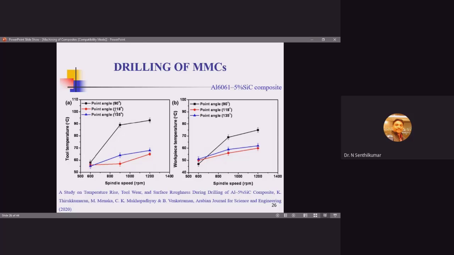So if I increase or decrease the point angle, then the tool temperatures and all these things will get increased. Okay, so you can see in both of the cases, the optimal point angle is going to be 118. By changing the point angle, you can see both the temperatures are higher. So you can get a point on how to measure the temperature.